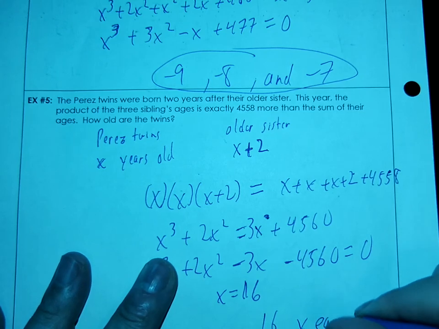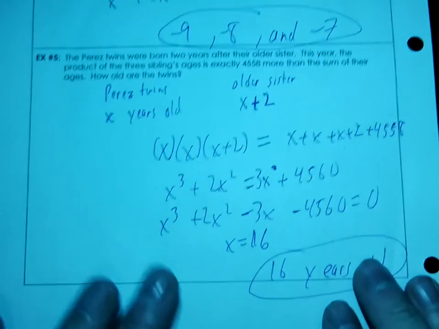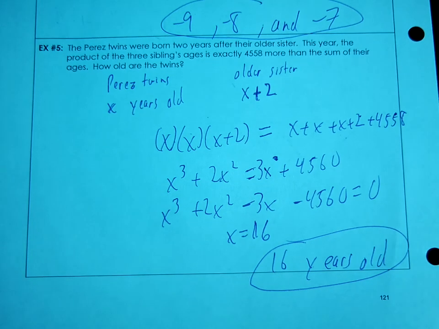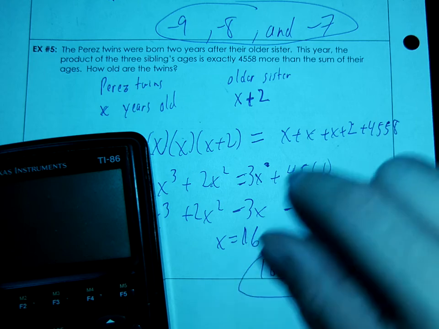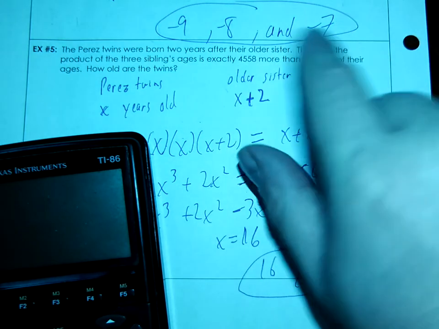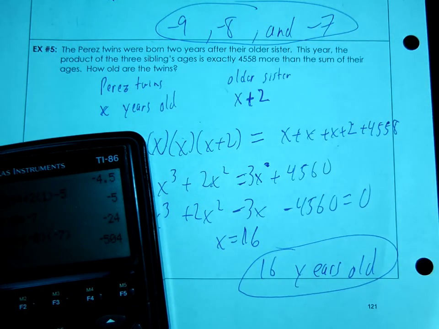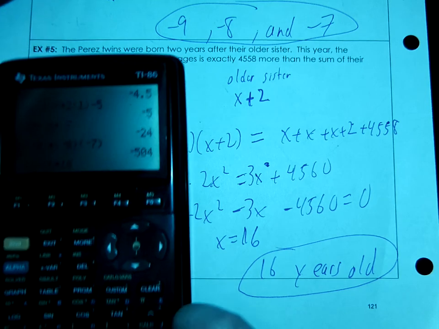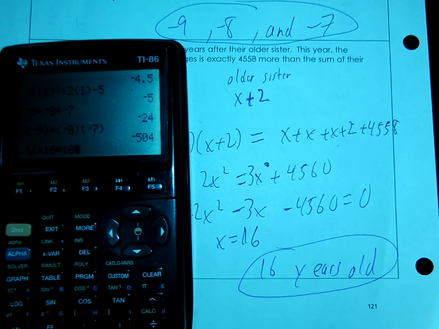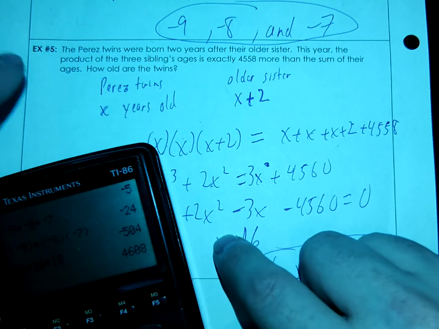So I could check my work, and if again this was an SAT question or ACT question, you would definitely want to check your work so you can make sure you get the points. If the twins are 16, it says here, the product of the three siblings' ages, the twins are 16, the sister is going to be 18. So the product of their ages is going to be 16 by 16 by 18. There's the product of the three ages. 4608.